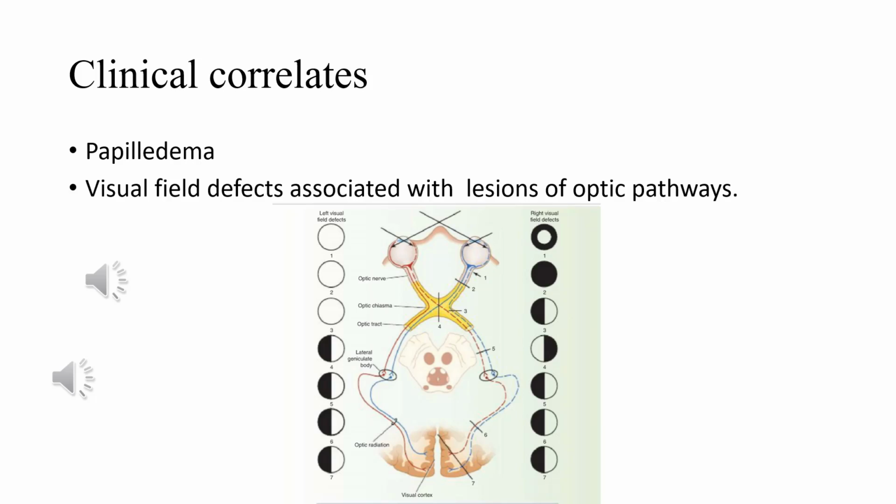in level 3, this circle shows the defect in the nasal field of vision. This black shade is showing you the loss of that field of vision. So in the third level, the field of vision lost is the nasal field of vision of the same side, which is shown by this blue dotted line, right? And the left eye will not be affected, right?